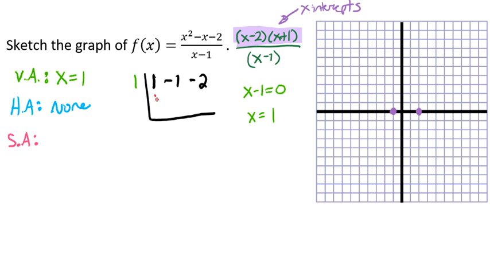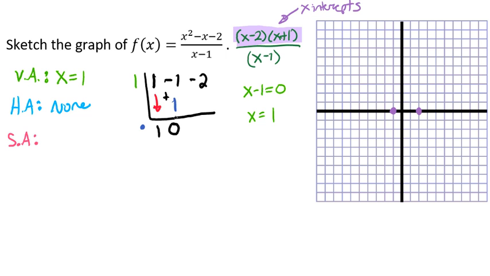So we'll go ahead and bring down our 1 so that we're able to multiply. And 1 times 1 is 1, and we'll add those and get a 0. And then we'll multiply those and get a 0, and add and get a -2. So remember, this represented x squared, so this represents x. So we have x minus 2 divided by x minus 1. So our slant asymptote is that. So y equals x is our slant asymptote.